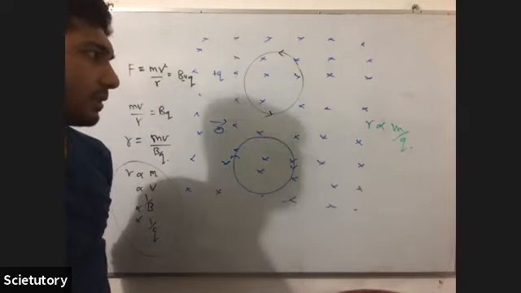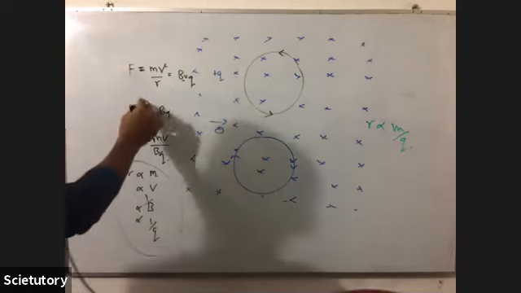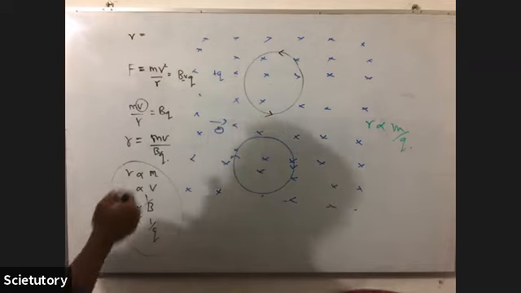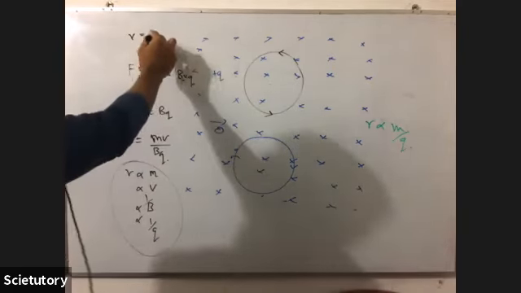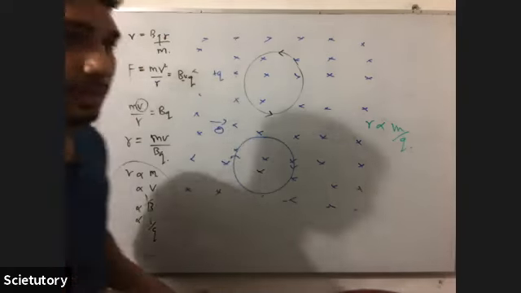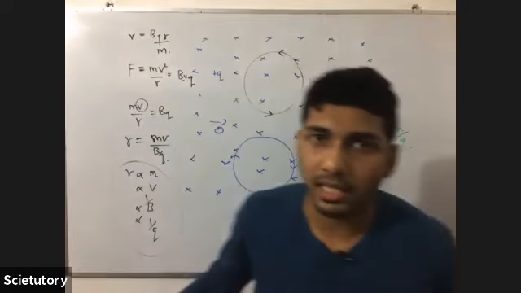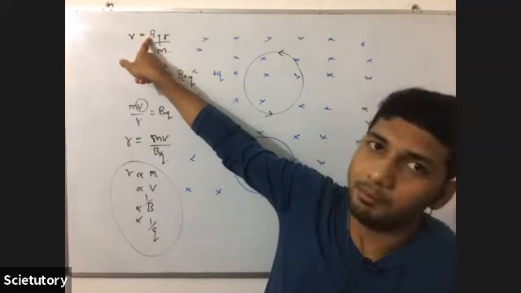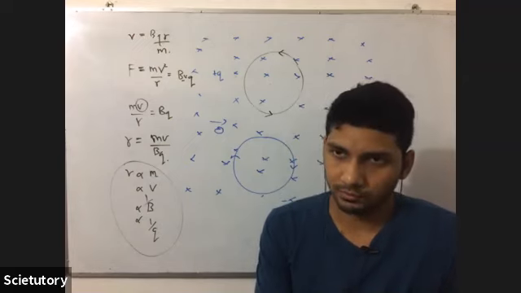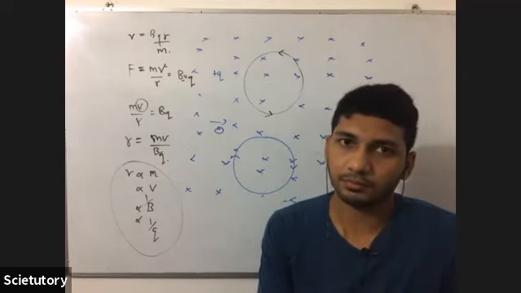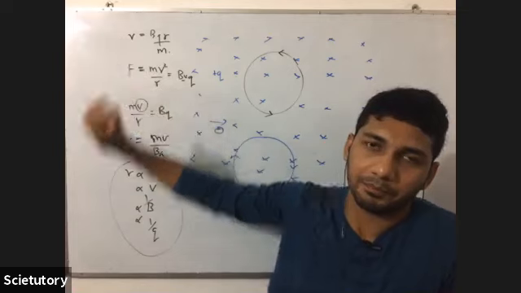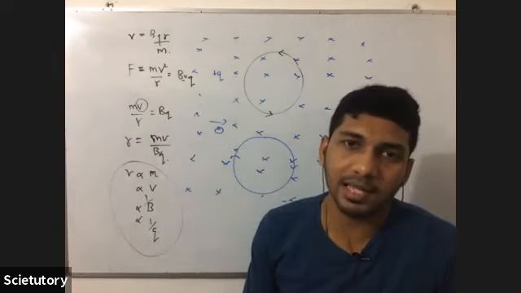Now shall I ask you a question? You can also derive the equation for V here. So V is equal to what? V is equal to BQR over M. So can I say that V will increase when you increase B? Can I say with increasing B, V will increase? Is it correct to say like that? Will it change the velocity? It will not. Okay, why is that?